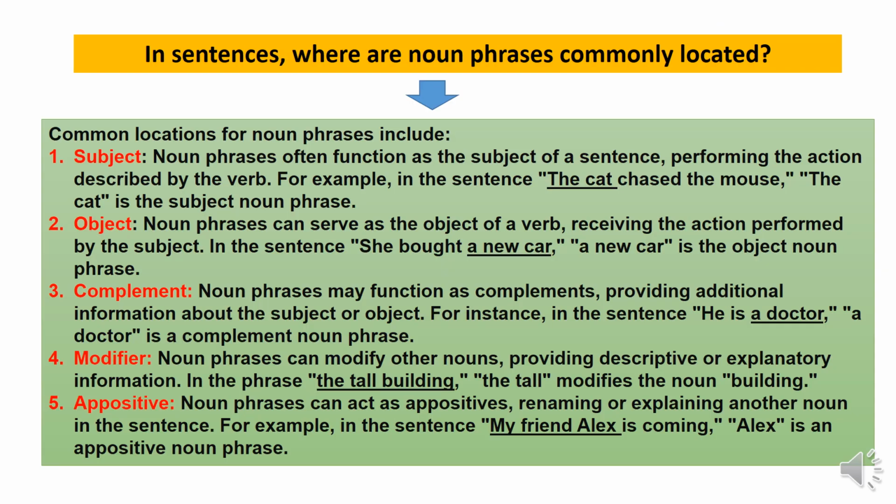And in sentences, guys, where are noun phrases commonly located? Well, it can be located in the subject of the sentence, like the cat chased the mouse. So the subject here is the cat. This is a noun phrase, and it can be located as an object, like she bought a new car. So the object here is a new car. A new car is a noun phrase, and it can be located in the complement. He is a doctor. So a doctor is a complement, explaining he. So a doctor is a noun phrase.